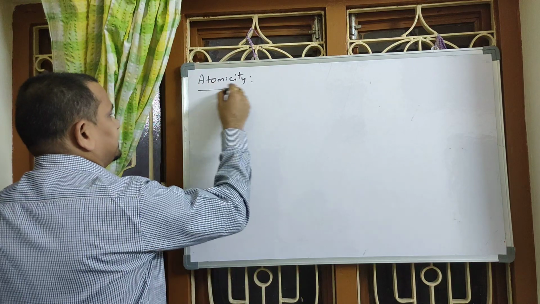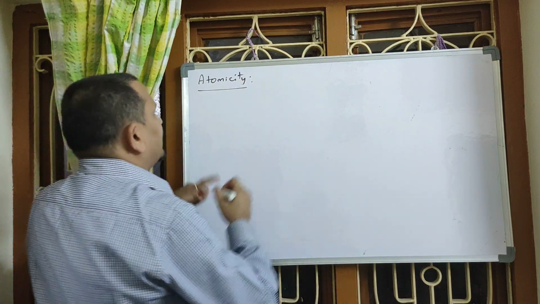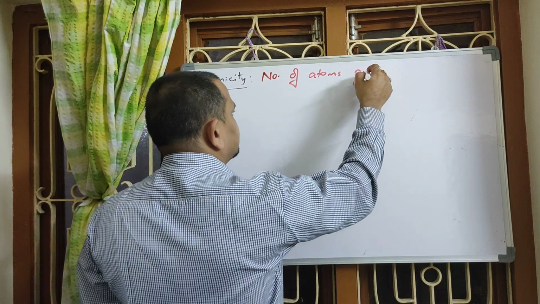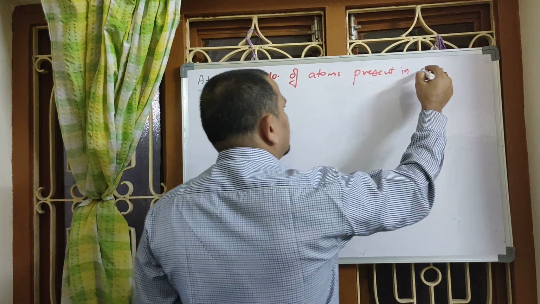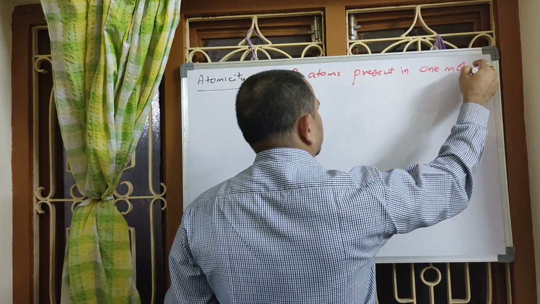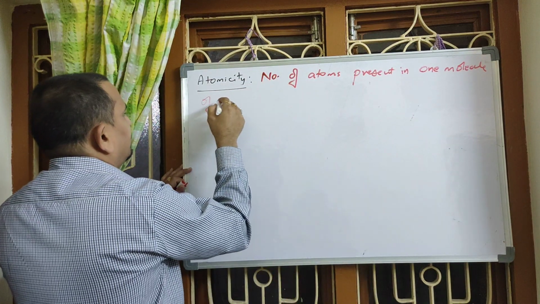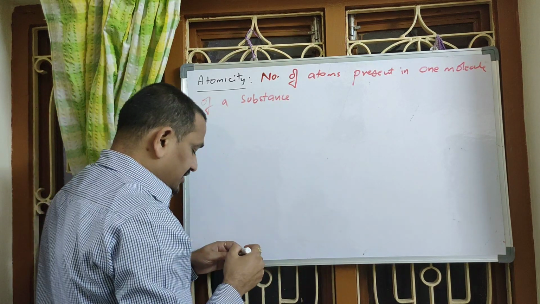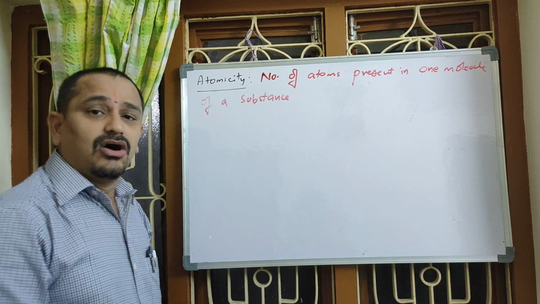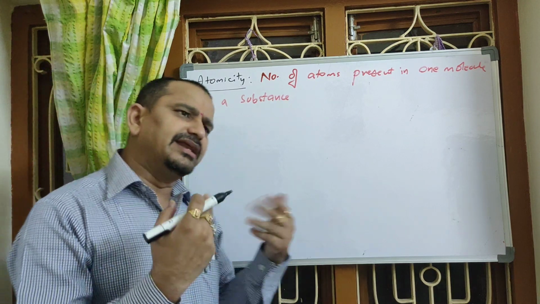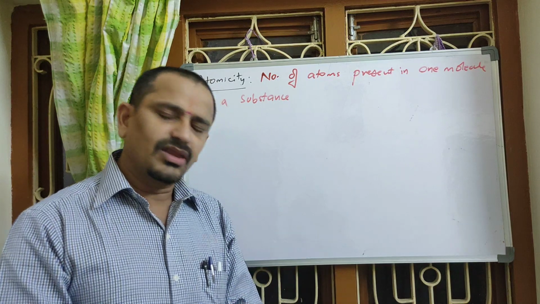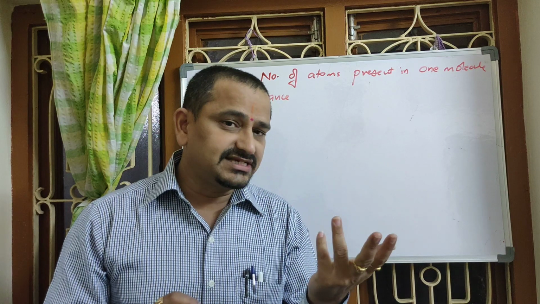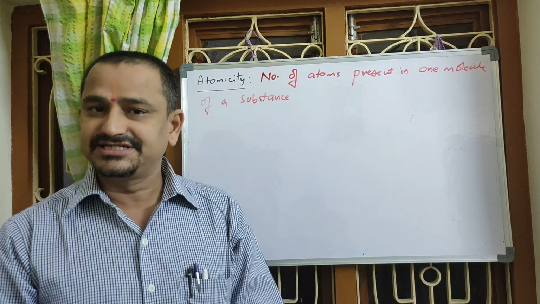What's meant by atomicity? Atomicity is nothing but the number of atoms present in one molecule of a substance. Suppose you take any molecular substance, like oxygen. One O2 molecule has how many oxygen atoms? 2. That is said to be its atomicity.